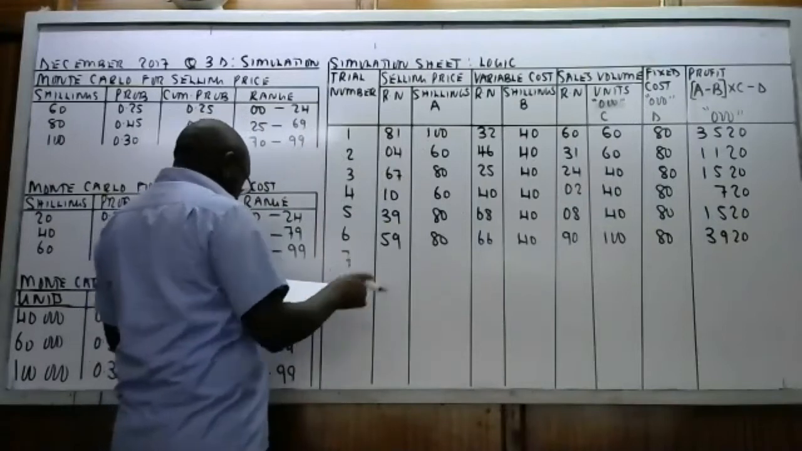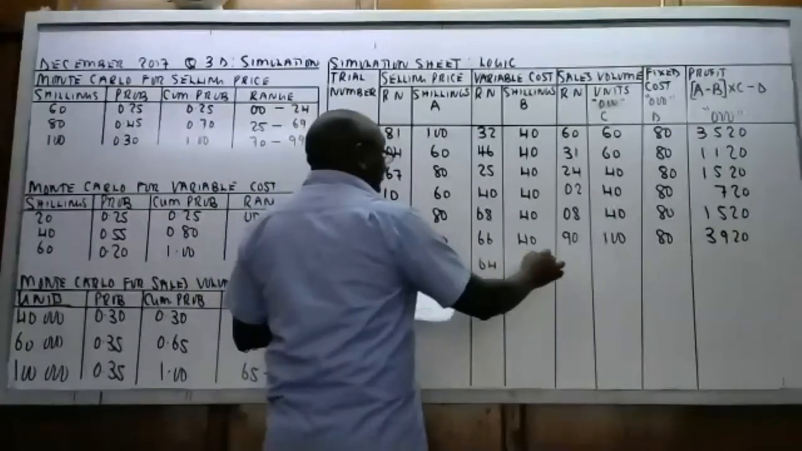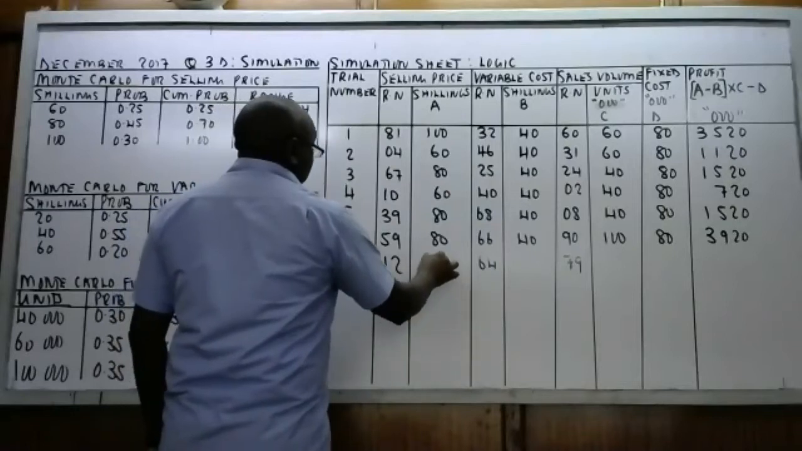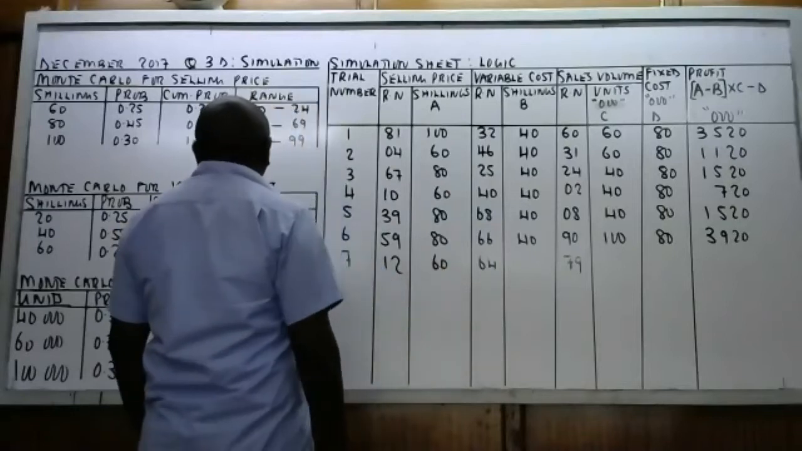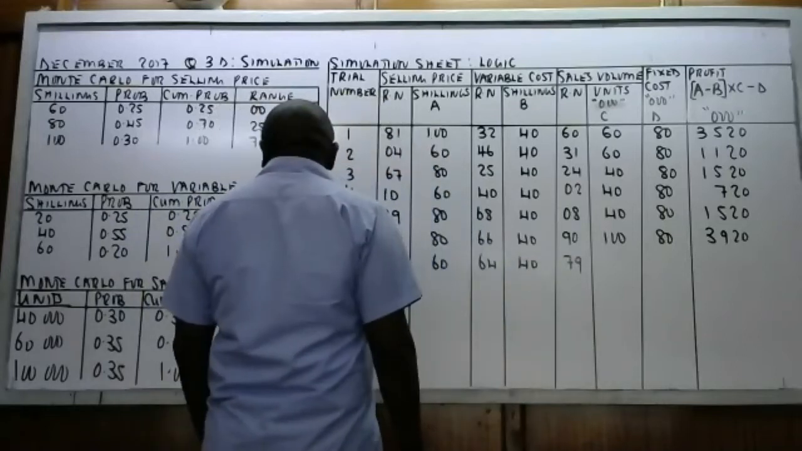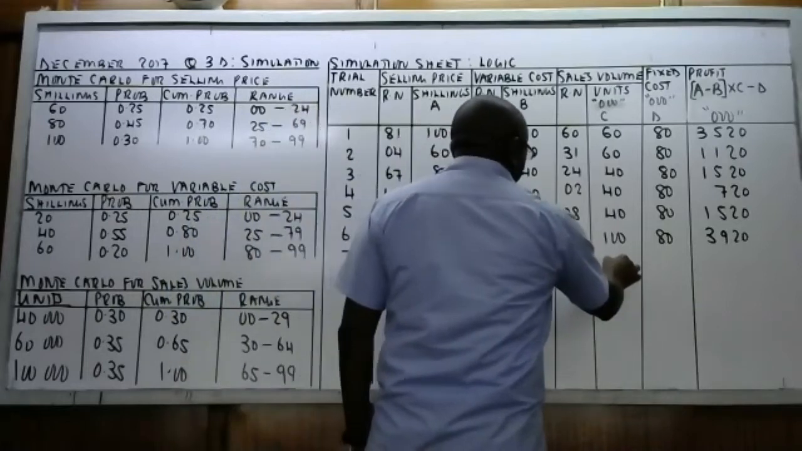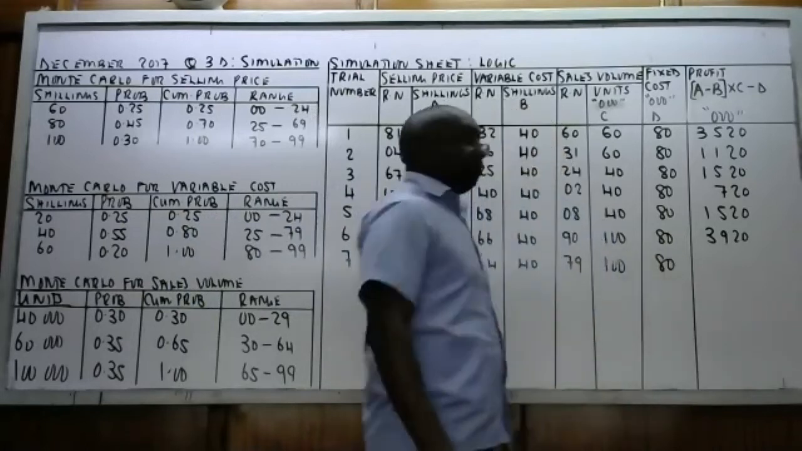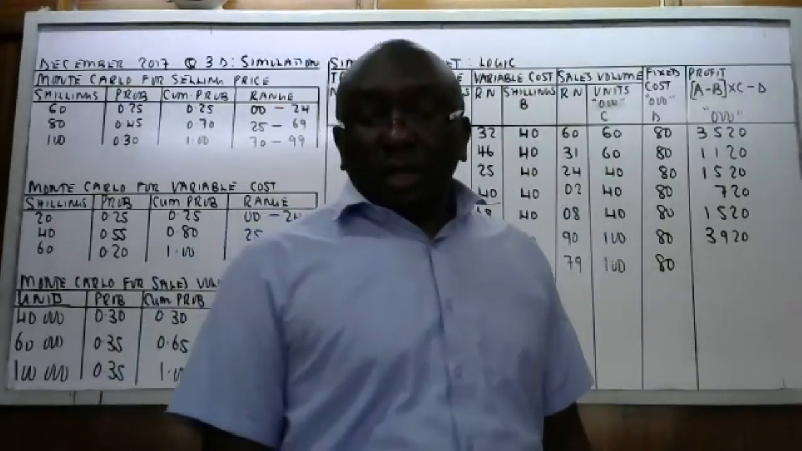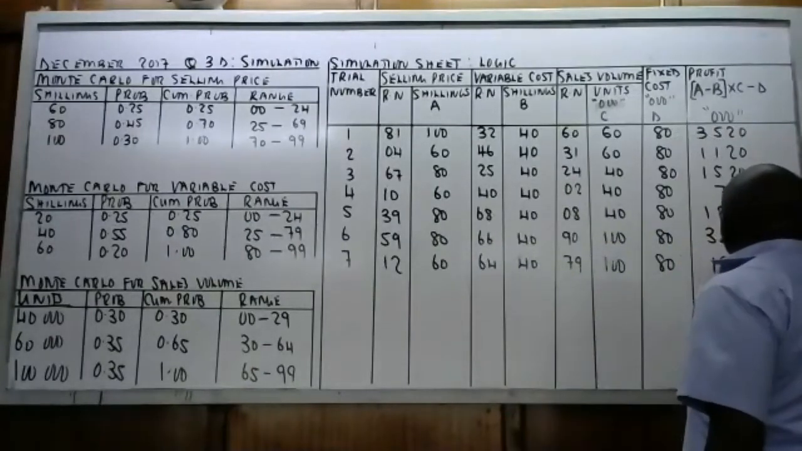Day number 7, 12 here, 64, and 79. So 12 has 60. 64 equals 40. 79 equals 100. And this is 80. That is 80. 1920, according to Alice, Rihanna, good. 1920.